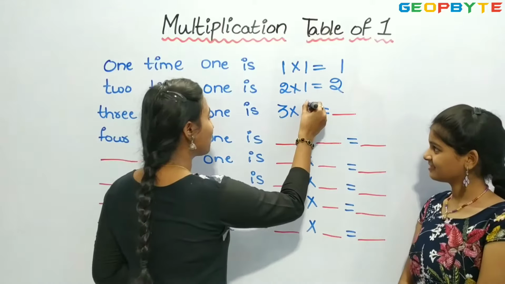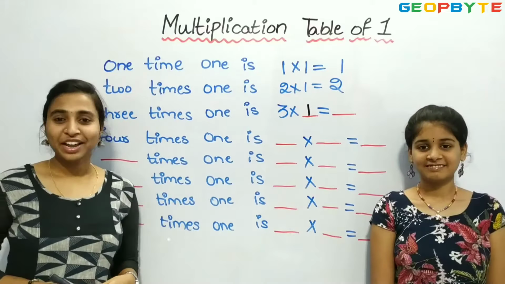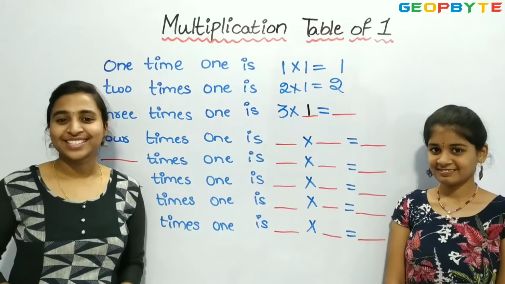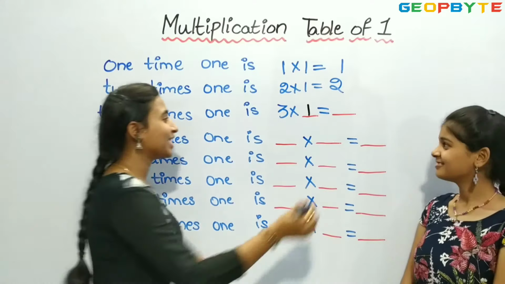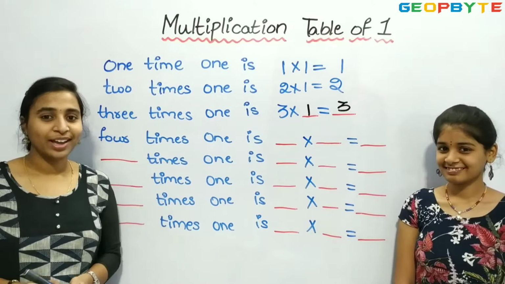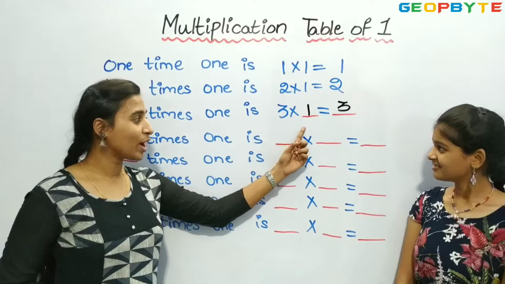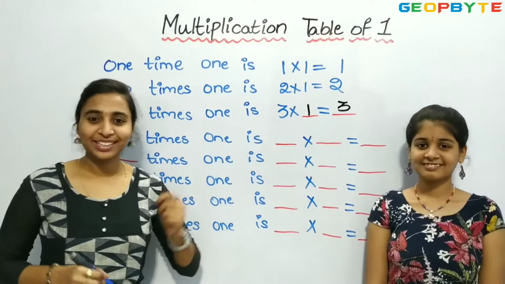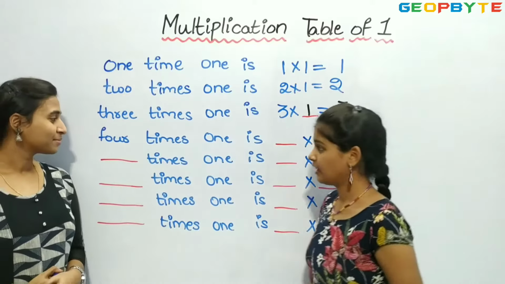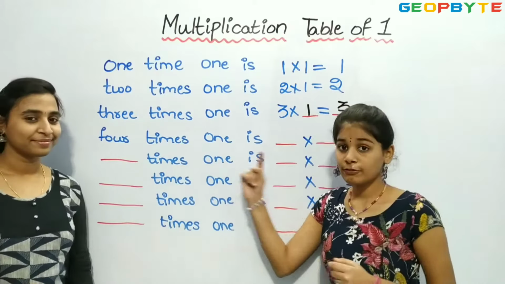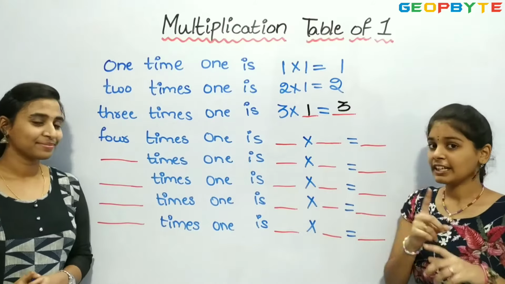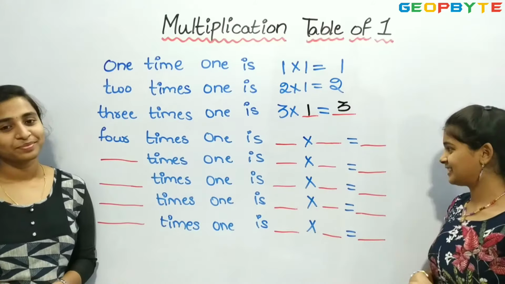Let us write 1. Now, 3 into 1. 3 ones are? Yes, it is 3. So, let us write 3. So, 3 times 1 is 3 into 1 which is equal to 3. Now, let us see the next one. 4 times 1 is dash into dash gives us dash.